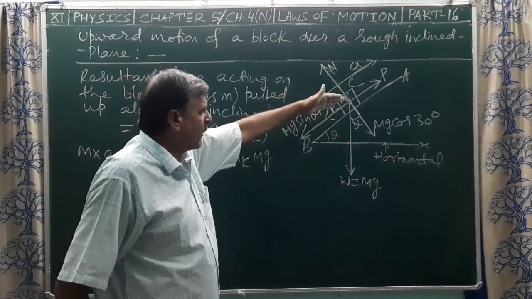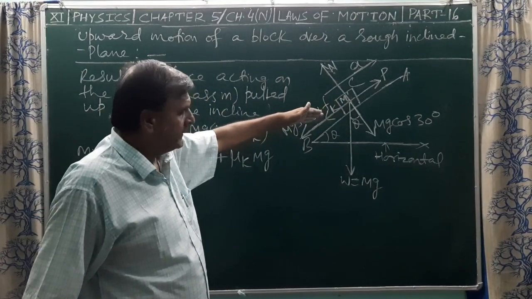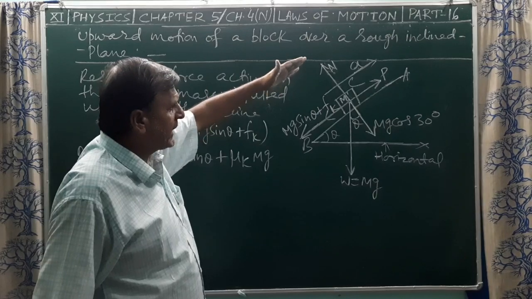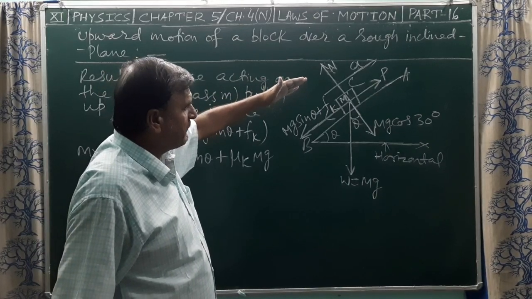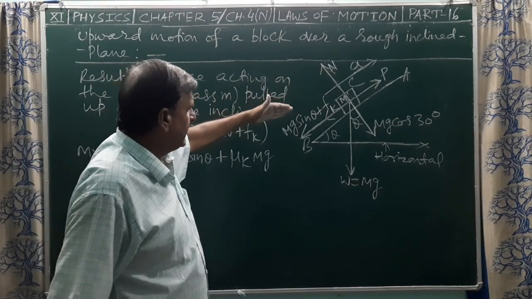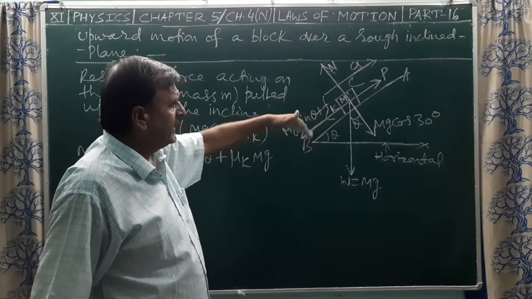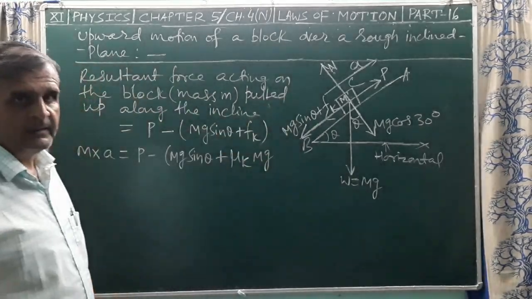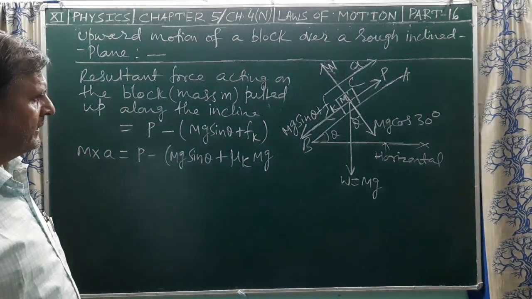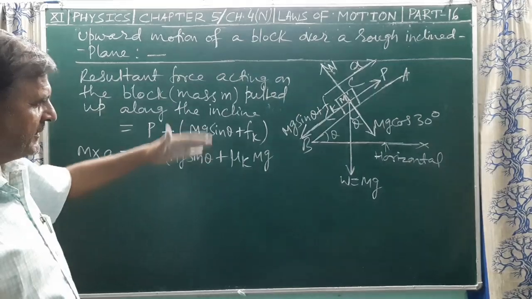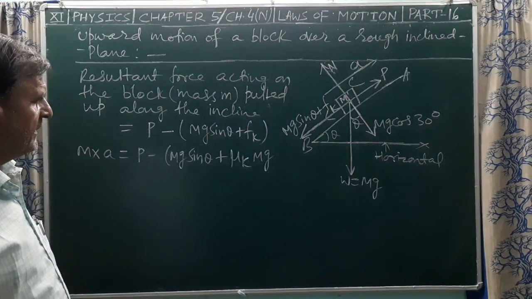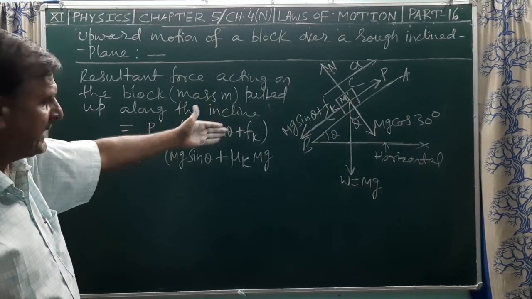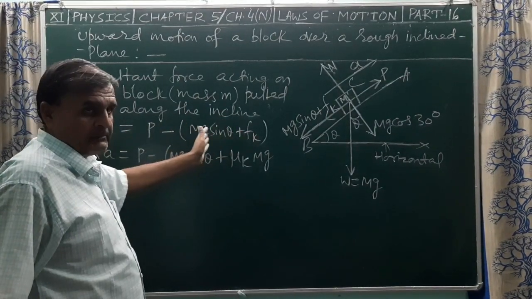mg sin थीटा और F_k दोनों डाउनवर्ड डायरेक्शन में इंक्लाइन प्लेन के लॉन्ग एक्ट करेंगे, जबकि एक्सटर्नल फोर्स ऊपर की ओर है, लेकिन एक्सटर्नल फोर्स क्योंकि अपवर्ड मोशन हो रहा है ब्लॉक का इंक्लाइन के ऊपर, इसलिए एक्सटर्नल फोर्स का वैल्यू ज़्यादा होगा, mg sin थीटा प्लस F_k से अधिक होगा. देयरफॉर रिजल्टेंट फोर्स भी एक्सटर्नल फोर्स P में से ये दोनों फोर्स जो डाउनवर्ड डायरेक्शन के लॉन्ग एक्ट कर रहे हैं ब्लॉक पर, माइनस हो जाएगा. तो एक्सटर्नल फोर्स P में से mg sin थीटा प्लस काइनेटिक फ्रिक्शन फोर्स माइनस हो जाएगा, इस mg sin थीटा प्लस F_k को ब्रैकेट में रखा है.